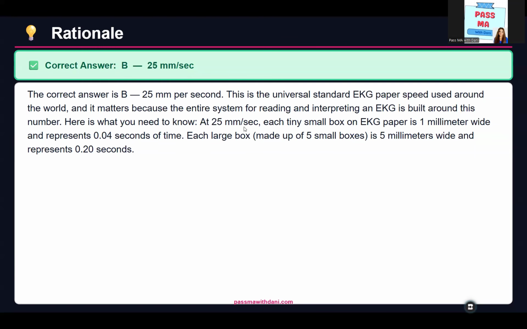So at 25 millimeters per second, each tiny small box on an EKG paper is 1 millimeter wide. And that one little small box represents 0.04 seconds of time. Now, the large box, which those little tiny boxes are inside of, those large boxes are made up of five small boxes. One large box is 5 millimeters wide, and that represents 0.20 seconds.